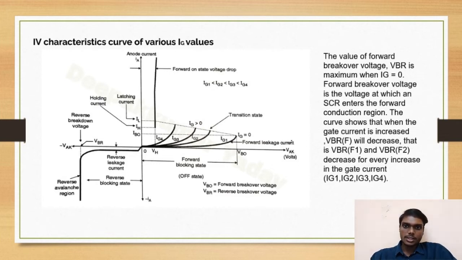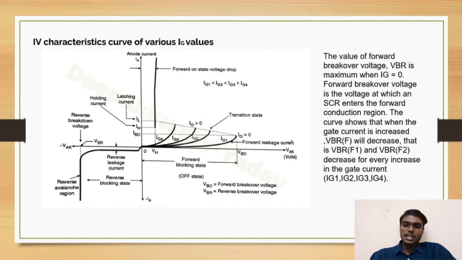IV characteristic curve of various IG values. For the forward bias, we have IG1, IG2, IG3 and IG4. So IG is equal to 0. IG2 is greater than IG1, IG3 is greater than IG2 and IG4 is greater than IG3. This happens for the forward on state, where voltage drops at a certain point.